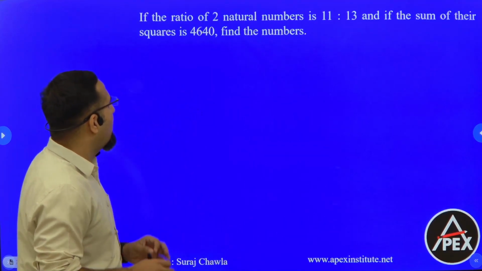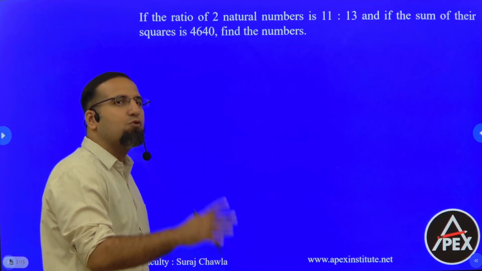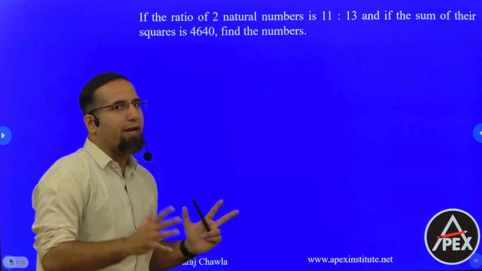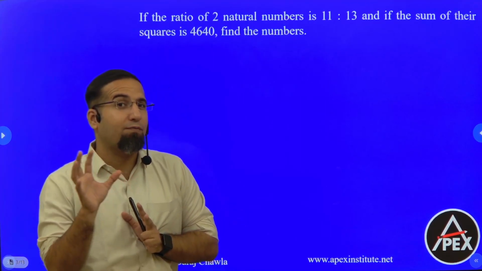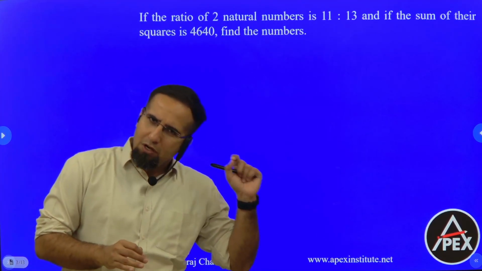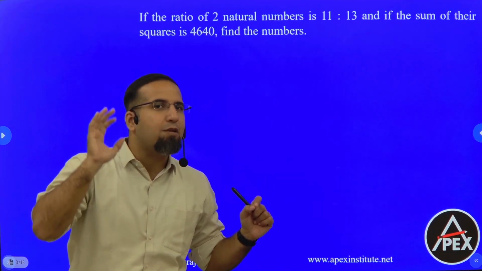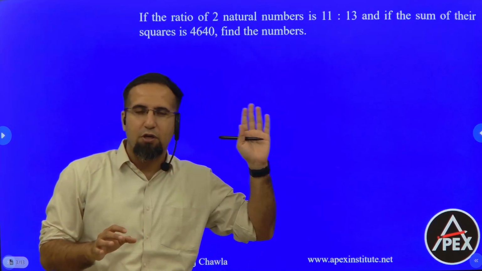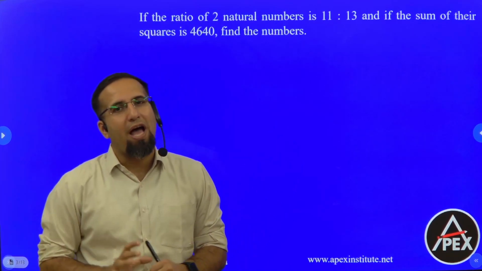Now, what is the first question talking about? The first question says if the ratio of two natural numbers is 11:13 and the sum of their squares is 4640, find the numbers. Right? Now, I am given the ratio and I am given the sum of the squares, which means the total is not given. Now, you tell me if total is not given and the ratio is given, what is the right method to follow? We discussed in the first session on videos on ratios that the right way to follow is converting ratios into actual terms.